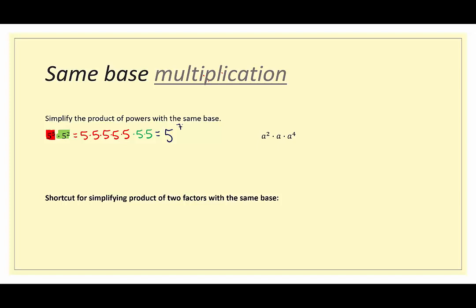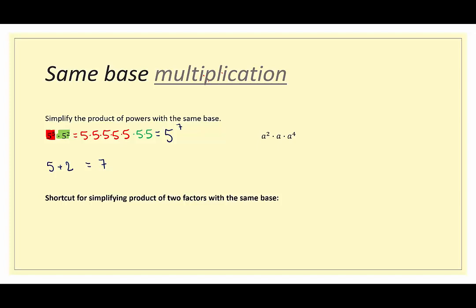Looking at the exponents that we started with, a 5 and a 2, and then our end result was a 7. Well, what's the relationship between 5 and 2 and 7? Sure, 5 plus 2 equals 7. Okay, so maybe that's a thing. Let's look at it again with these a's.